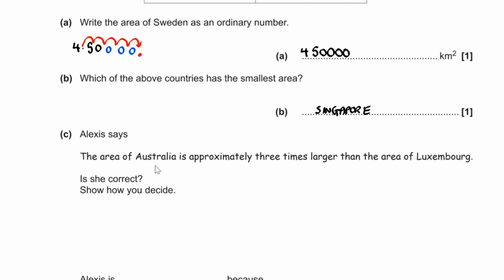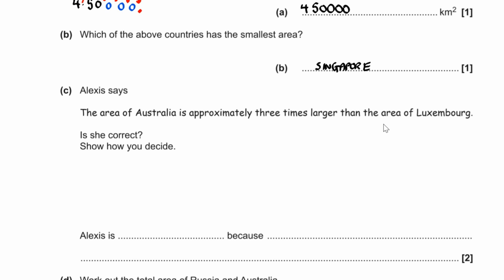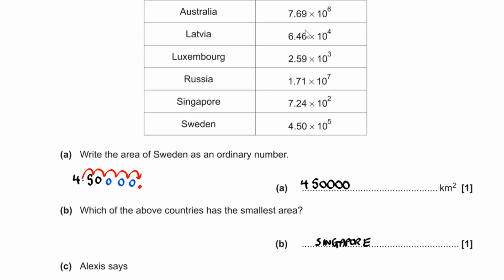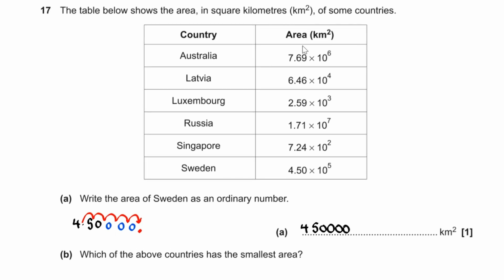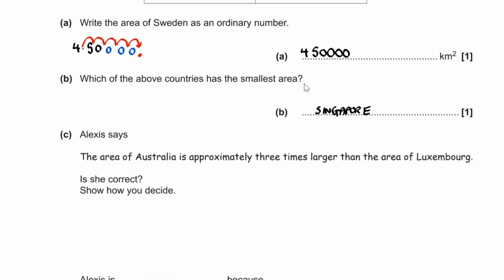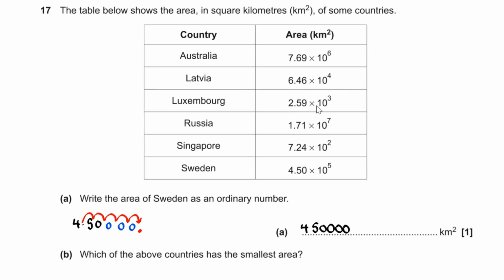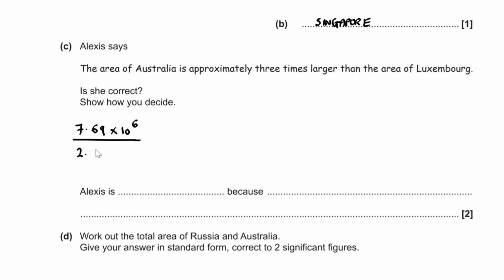And now for part C, Alexis says the area of Australia is approximately 3 times larger than the area of Luxembourg. Is she correct? Show how you decide. Well, if we compare the area of Australia to Luxembourg, to find out how many times it's bigger, we've got 7.69 times 10 to the power of 6 divided by 2.59 times 10 to the power of 3.